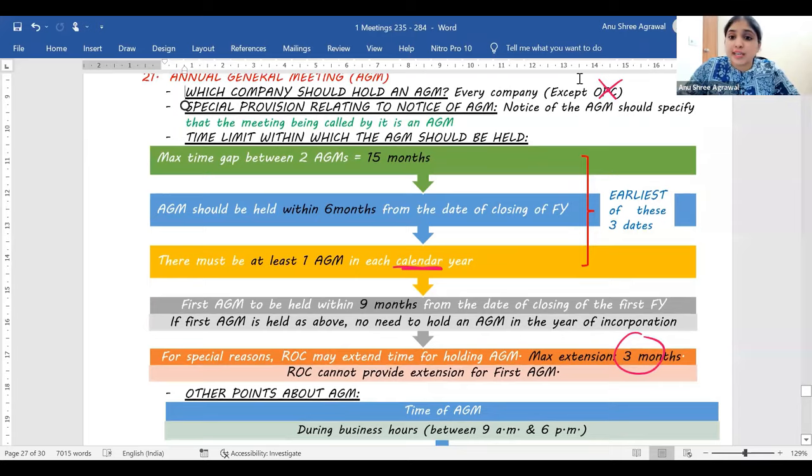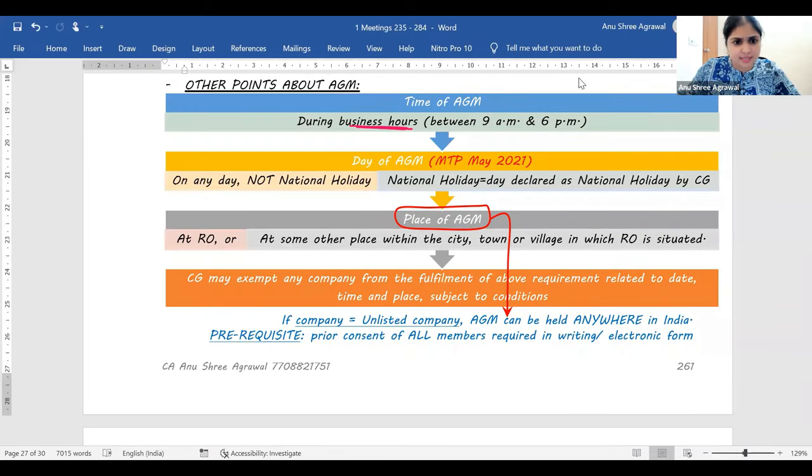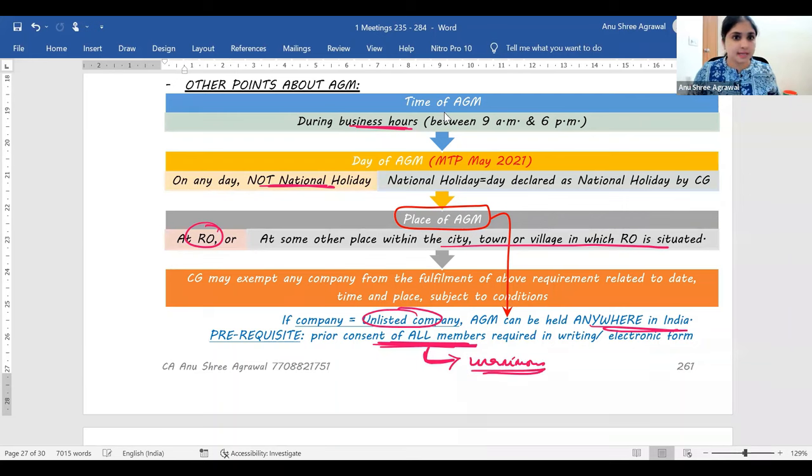Then when should the AGM be held? It should be held during business hours. It cannot be held on a holiday. It has to be held either at the registered office or any other place, but same city, town or village where the registered office is situated. If it is an unlisted company, it can be held anywhere else in India also. But for that, consent of all members is required. Whenever we need consent of all members, 100% consent, then what do we call it? Then we call it unanimous resolution.